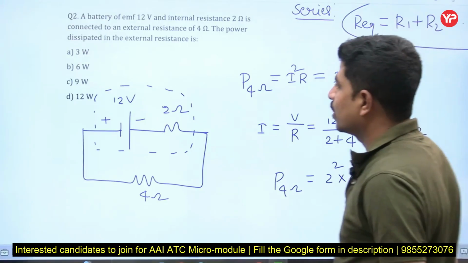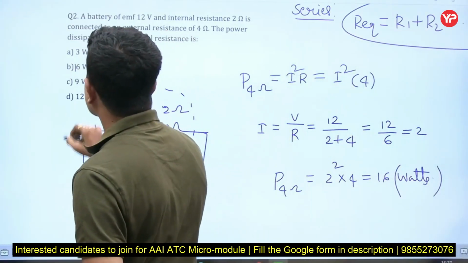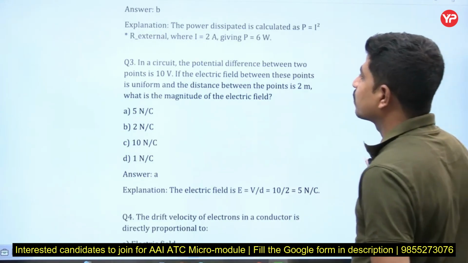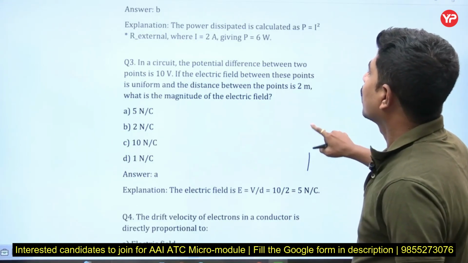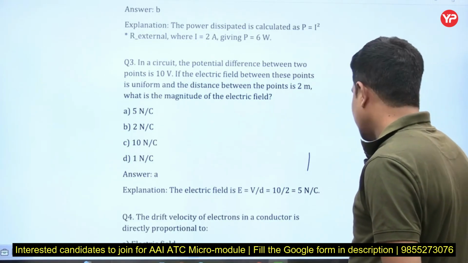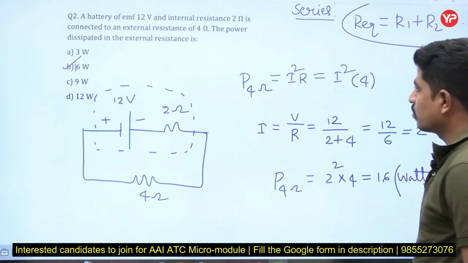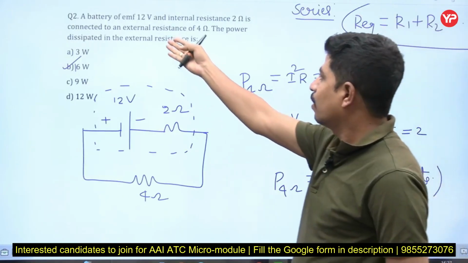It is 16 watts only. In the option it is not there, it is 16 watts. We will take it as option B, please. Right? So here, see, the explanation is also wrong, it seems, but we are least bothered about the explanation that is there. See here, look at this explanation.